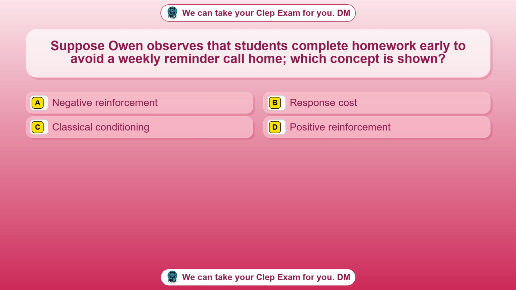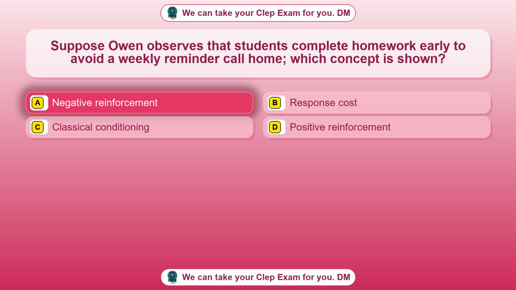Question 3. Suppose Owen observes that students complete homework early to avoid a weekly reminder call home. Which concept is shown? Option A, negative reinforcement. Option B, response cost. Option C, classical conditioning. Option D, positive reinforcement. The correct answer is option A.